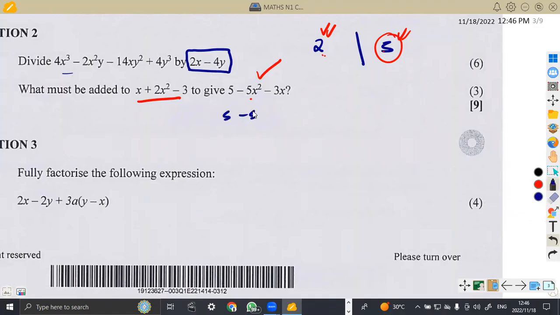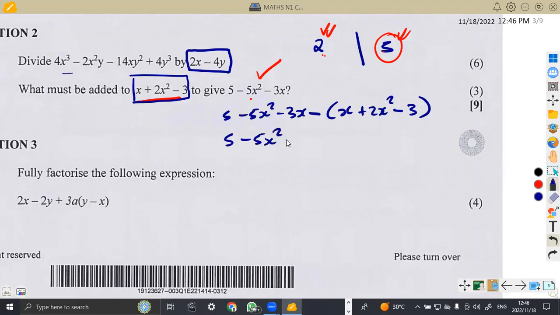So we're going to subtract 5 minus 5x squared minus 3x, minus that part that we are supposed to add to, which is this expression of x plus 2x squared minus 3. So let us subtract. That's 5 minus 5x squared minus 3x, negative times x, that's negative x, negative times a positive, that's negative 2x squared, and the negative there is going to be a positive 3. So we can collect like terms 5 and 3. 5 plus 3, that is 8.